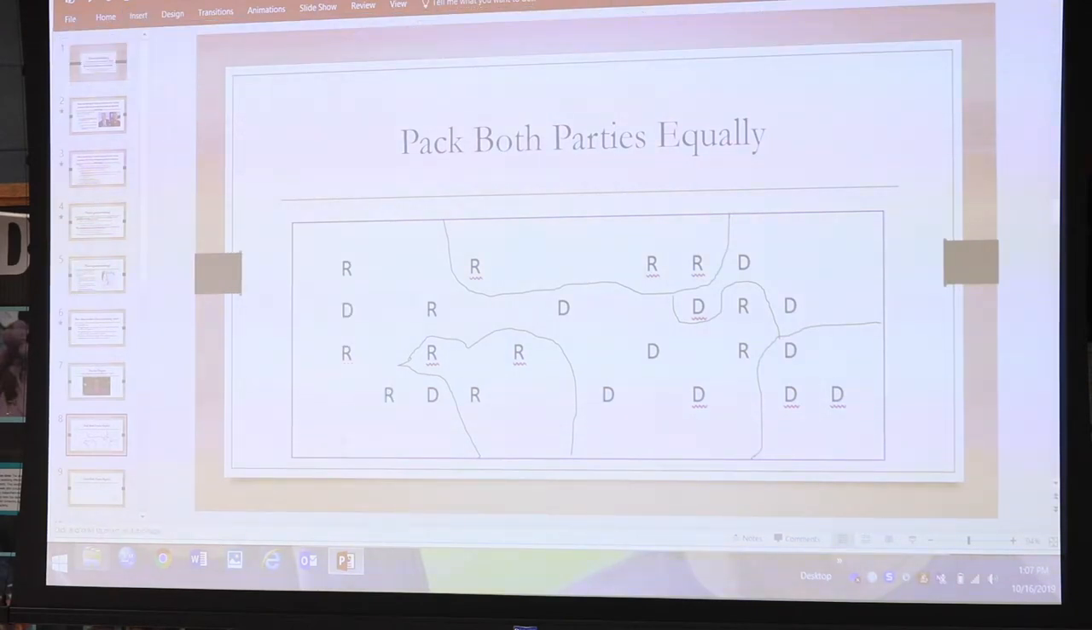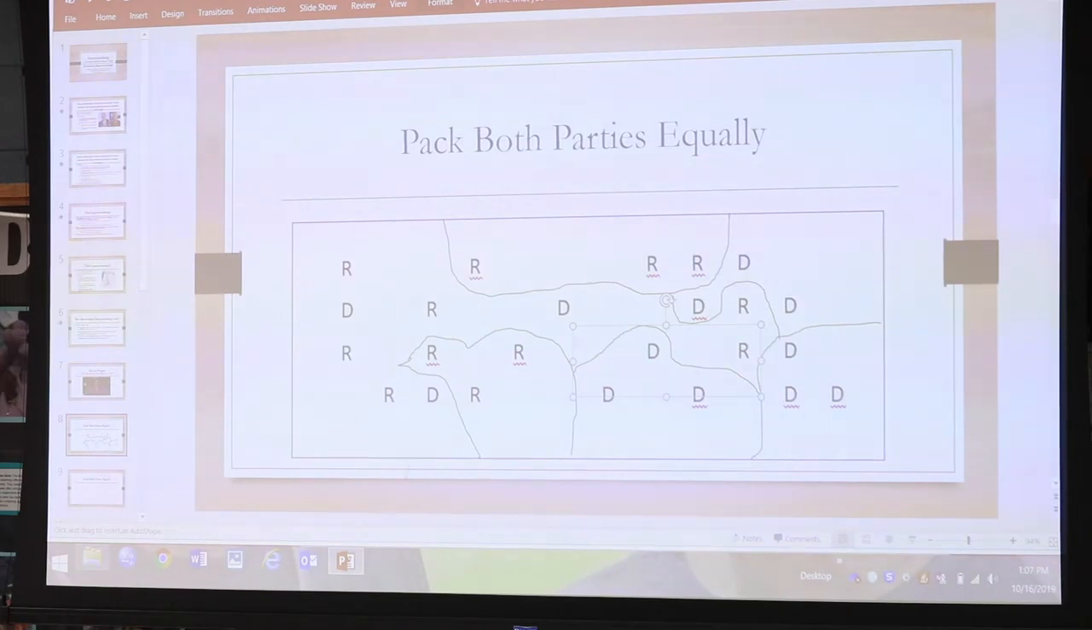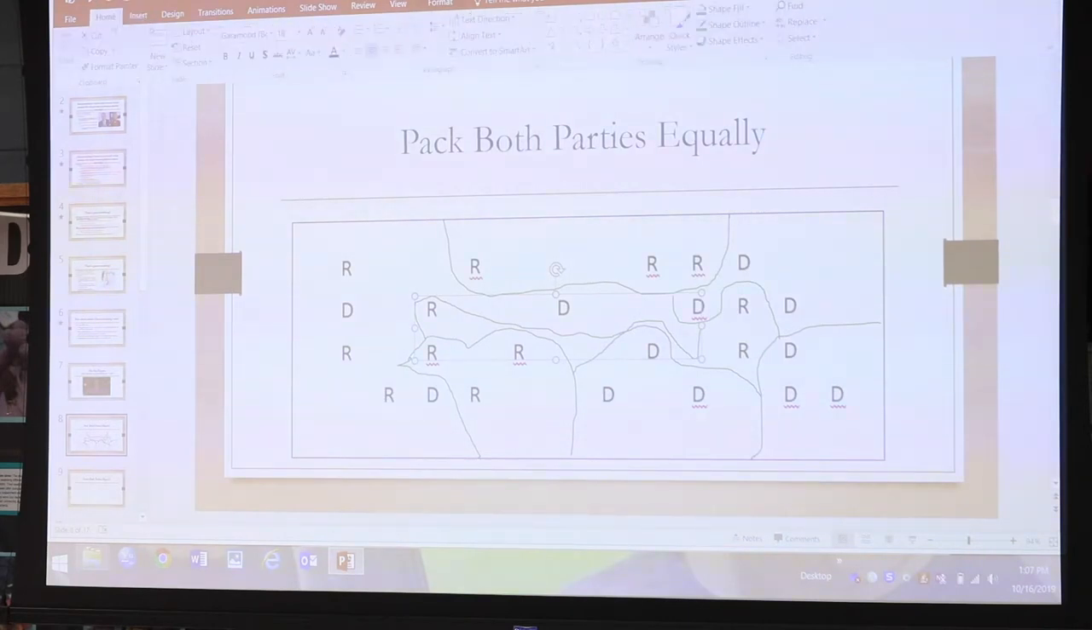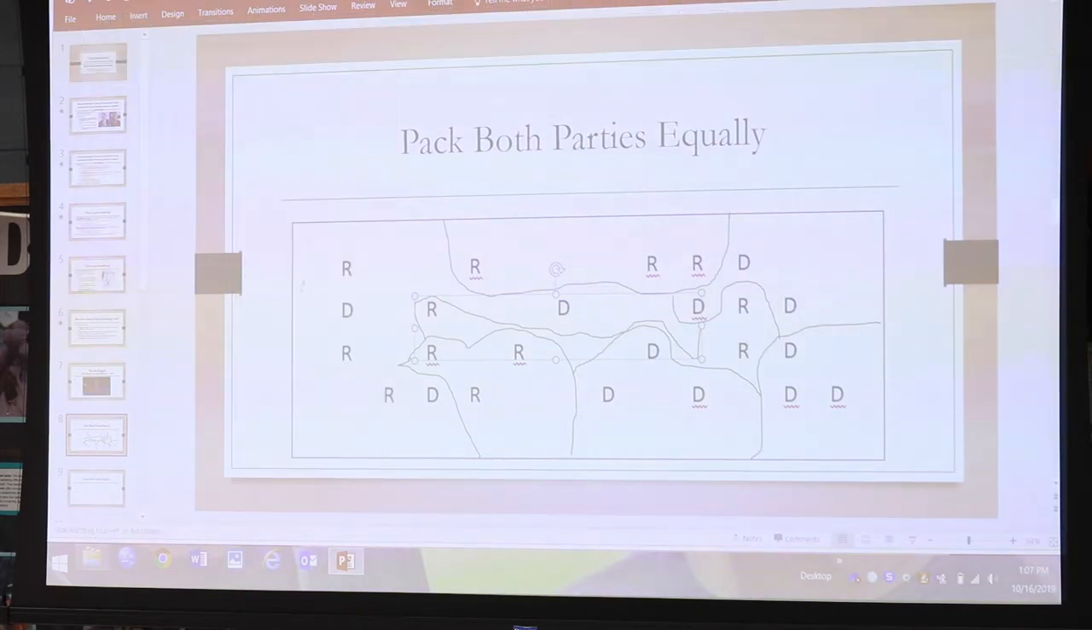Okay, so let's see. I've got two Republicans. I need to draw another Democrat. I'm seeing one right here that looks pretty easy. Okay, now I'm going to try and pack a Republican district. I'm just going back and forth. The further along you get, the more difficult it gets. All right, there's an R. I'm going to leave that D out of there and get those two R's in there. And then I should be able to draw four packed Republican districts and four packed Democratic districts.